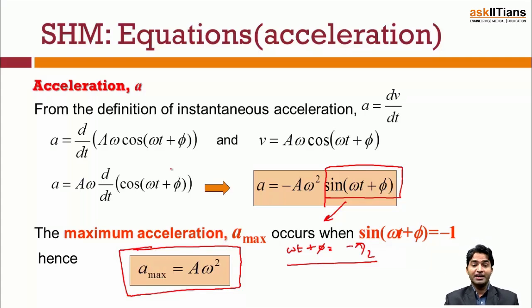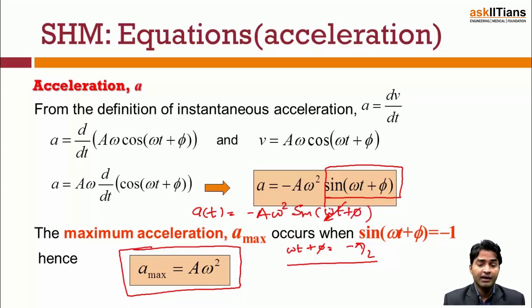So in this part we discussed only the acceleration, that is just the rate of change of instantaneous velocity of the trigonometric or SHM equation, and on differentiating we are getting acceleration as a function of time t, that is equal to minus a omega square sin(omega t plus phi).